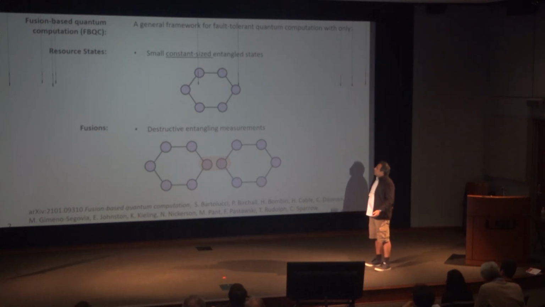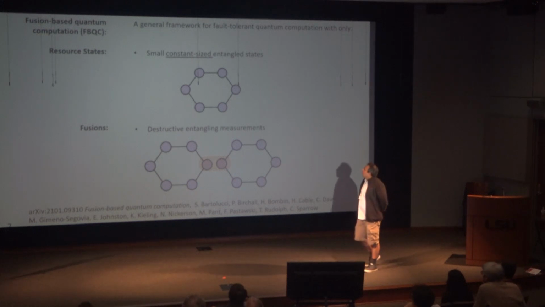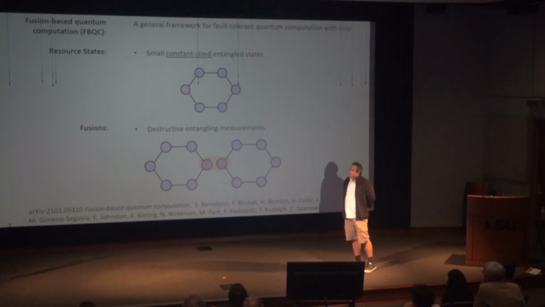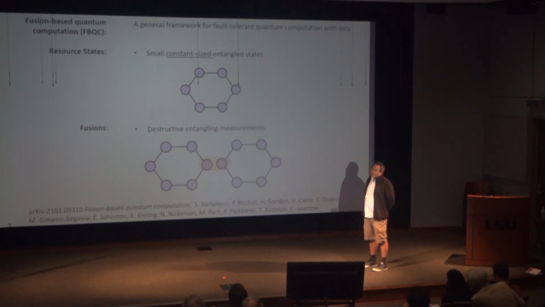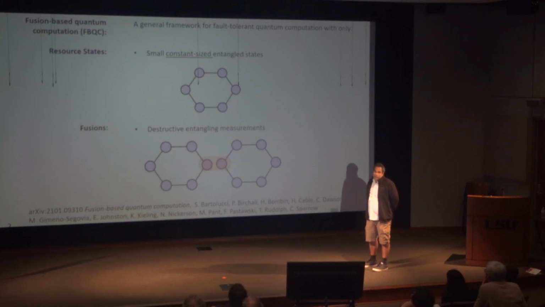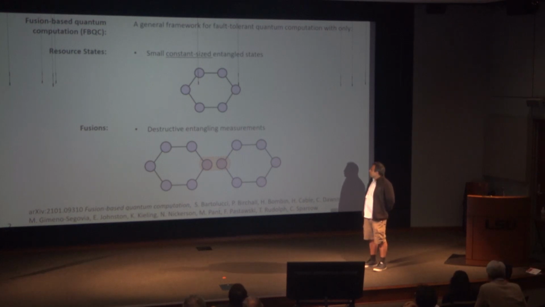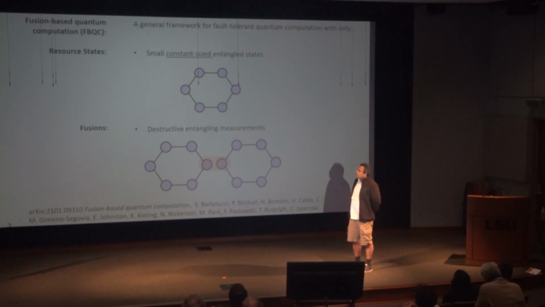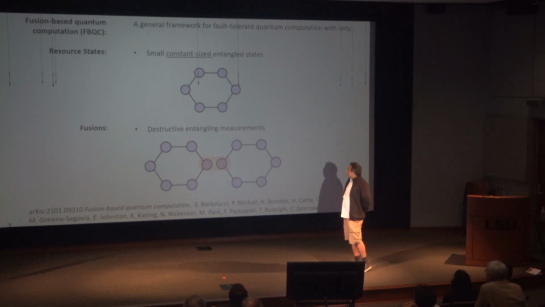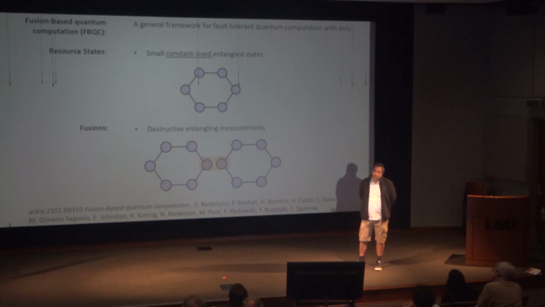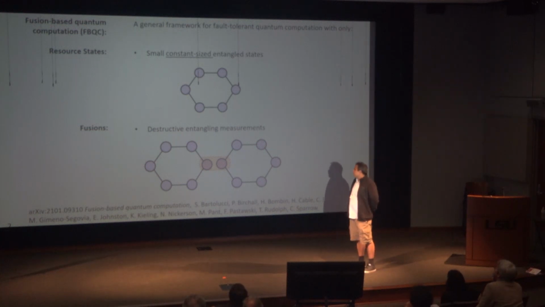and it involves two primitives. So the two primitives are resource states, generally quite small, maybe tens of qubits typically. The key point being that they are constant size. So if we're running bigger instances of quantum algorithms, we don't need to generate larger states. We also don't need very many types of them. And our other primitive is fusion operations, which are destructive, entangling projections.